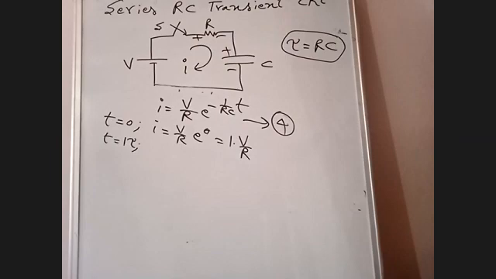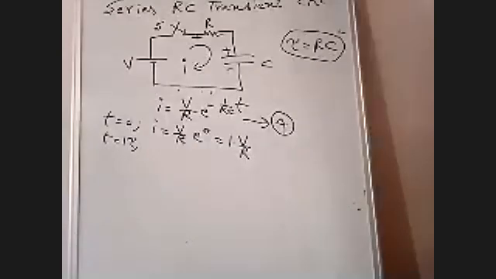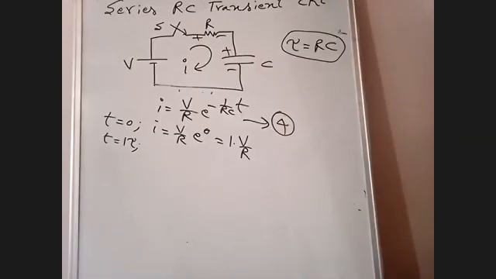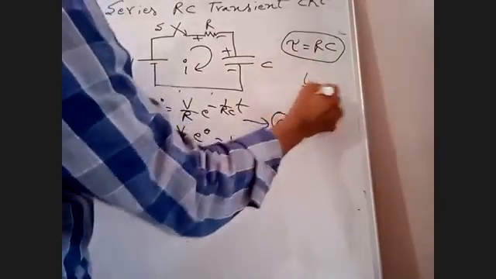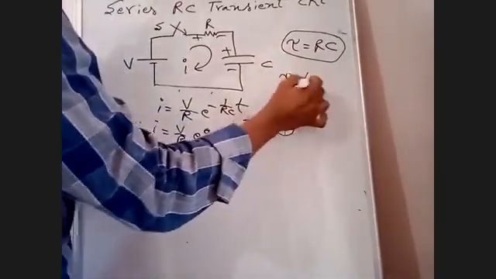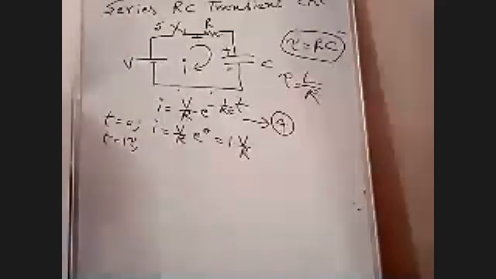What is the time constant of RL circuit? Anyone? R by L? See your notes properly. L by R, sir. For an RL circuit, it is L by R. For an RC circuit, it is RC.